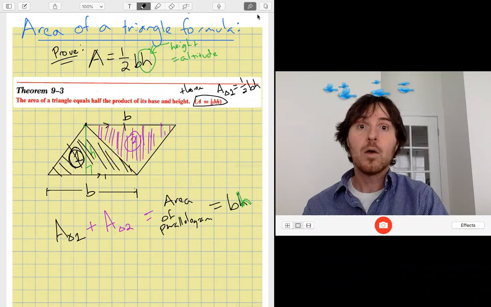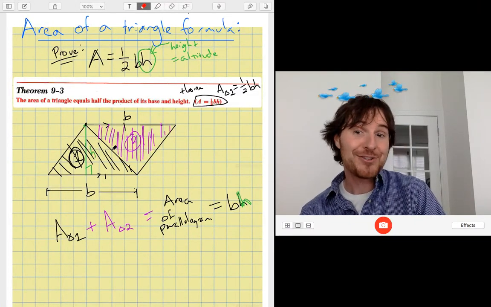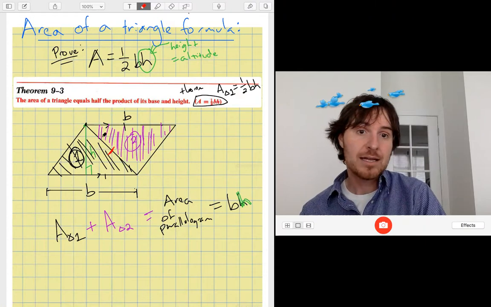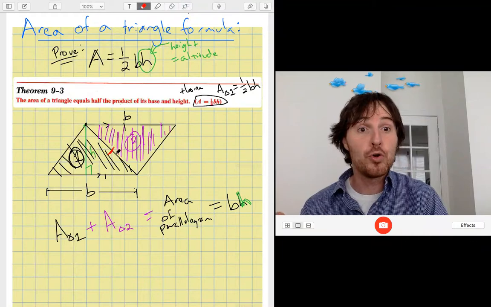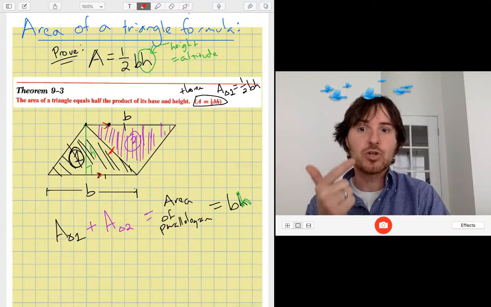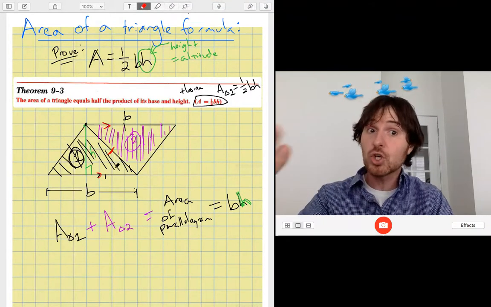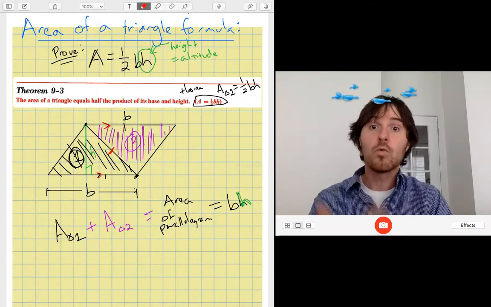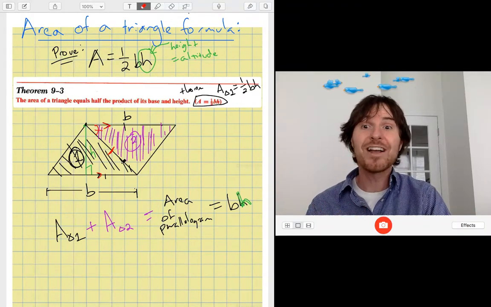Why? Well, we know a few things. First of all, we know that this side is in both triangles. This side here is a diagonal of this parallelogram. It's congruent to itself through reflexivity. We also know that these two sides are parallel, and this diagonal is a transversal running across these two parallel sides, cutting two congruent angles. What kinds of angles are these?